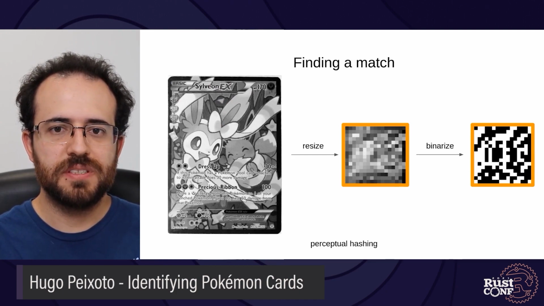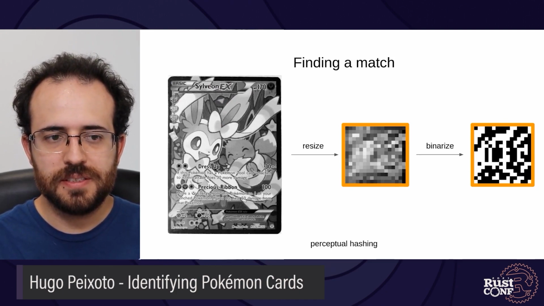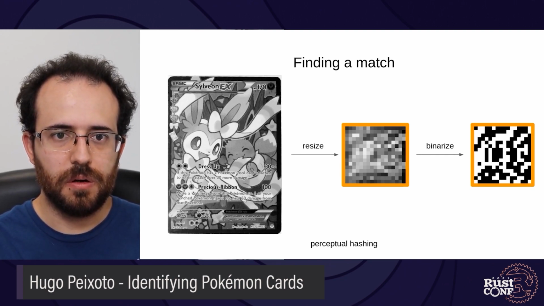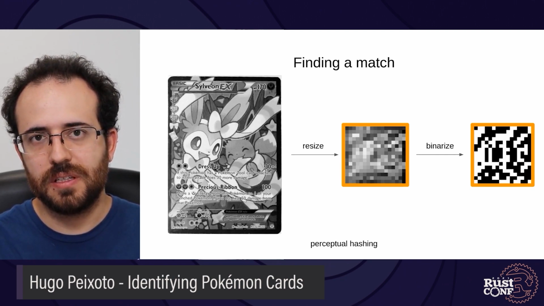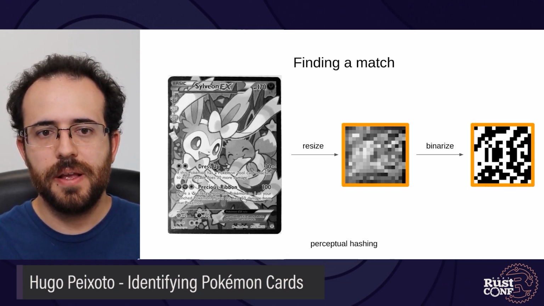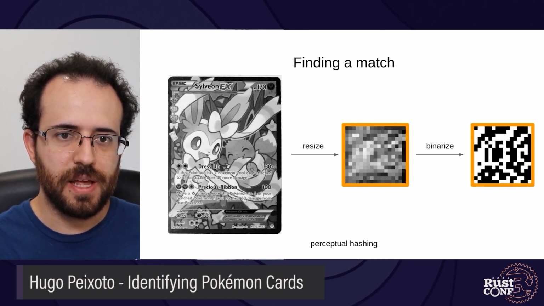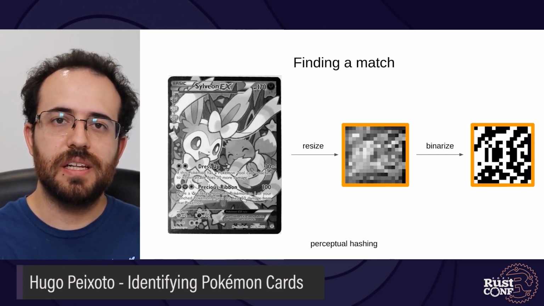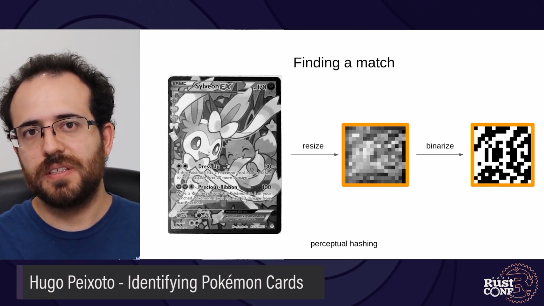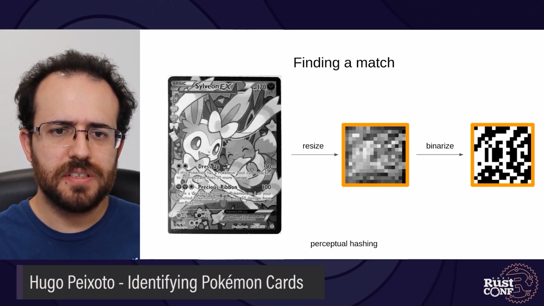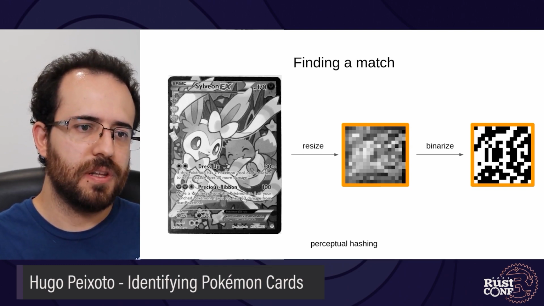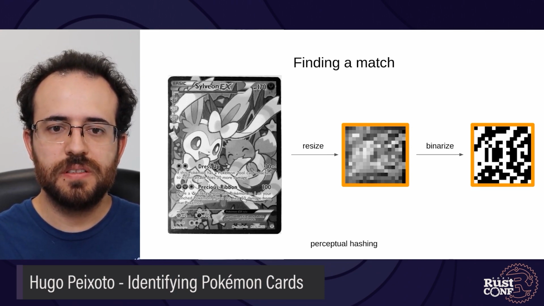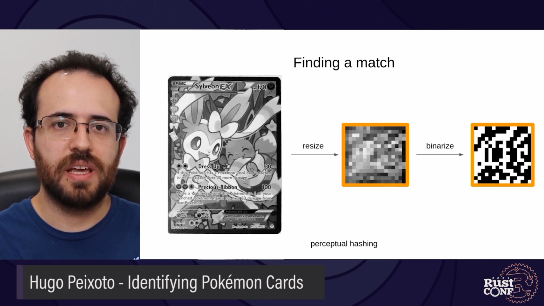We take our image and resize it down to 16 by 16. And then we need to binarize it, convert each pixel into a 0 or a 1. In this case, what I'm doing for that step is each pixel becomes a 1 if it is darker than the pixel to its left, and it becomes a 0 otherwise. There are different types of perceptual hashes, both in the resizing part and the binarization step, but this is a simple algorithm that gave me good results.